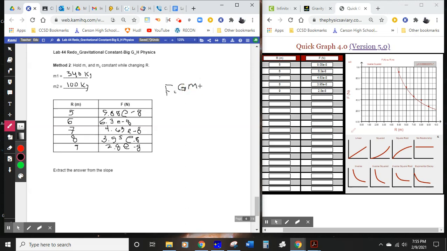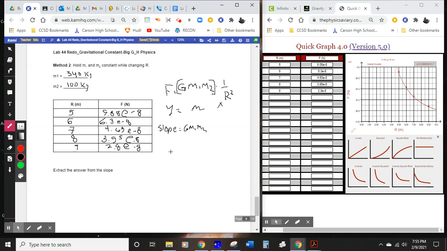So this is going to be m1 here, and this is going to be m2. And I'm going to go ahead and write it like this, 1 over r squared. I'm just going to rewrite it a little bit here. Now, G, m1, and m2 were all constant. So this is going to be y equals mx. If we get a slope here, the slope will equal big G m1 m2. That's what G will be.